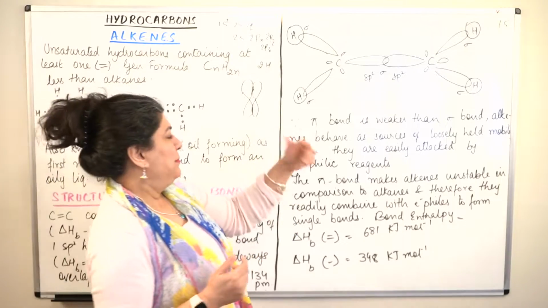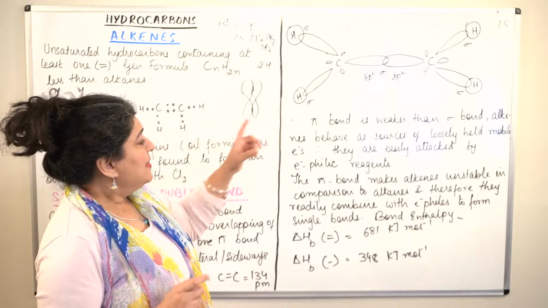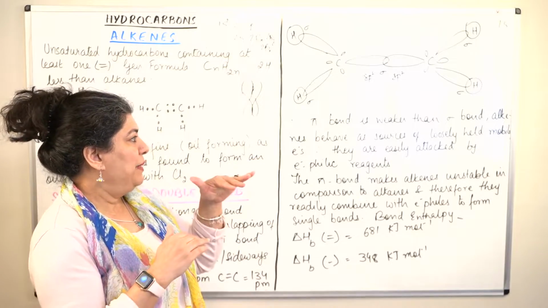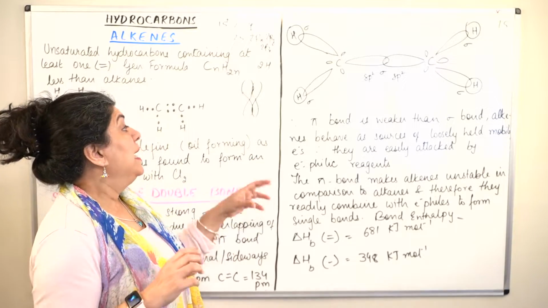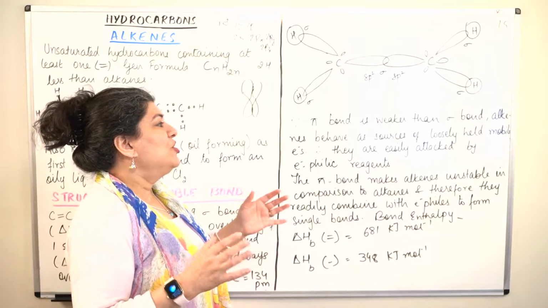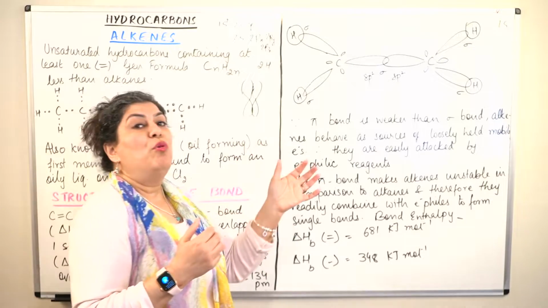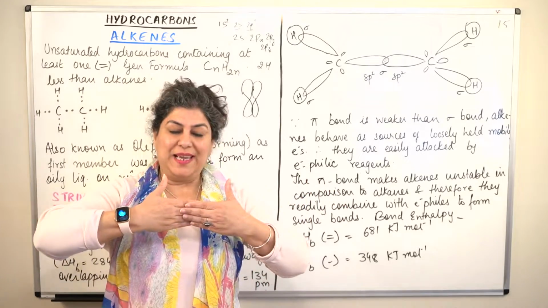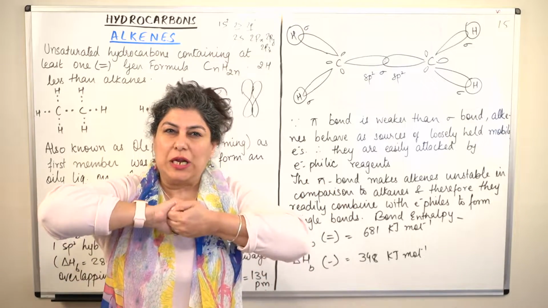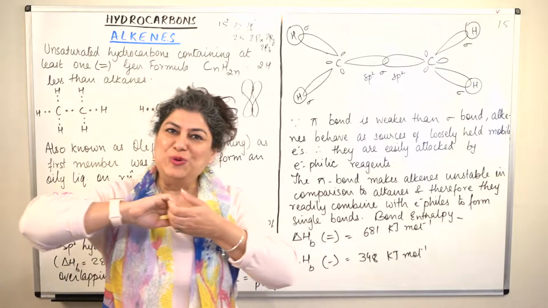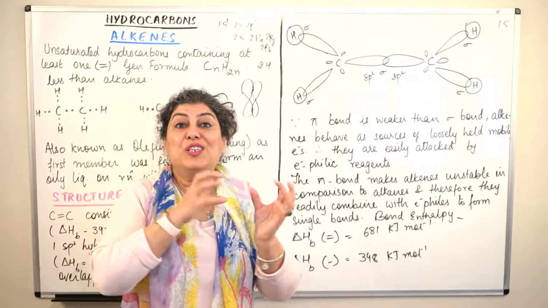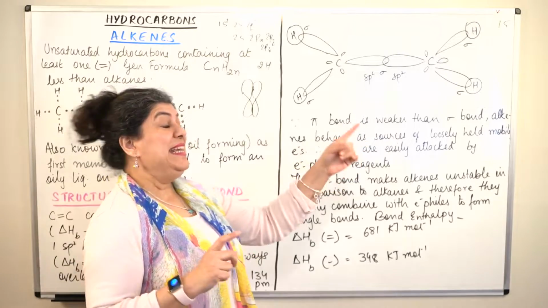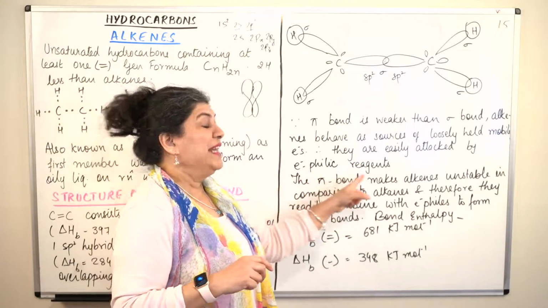And let me just read this now. Since the pi bond is weaker than the sigma bond, the second bond, the pi bond, is weaker than the sigma bond, alkenes behave as sources of loosely held mobile electrons. So since the second bond is weak, these electrons are not strongly held, they are loosely held. And these electrons can move. They are loosely held mobile electrons and they can easily be attacked by electrophilic regions.